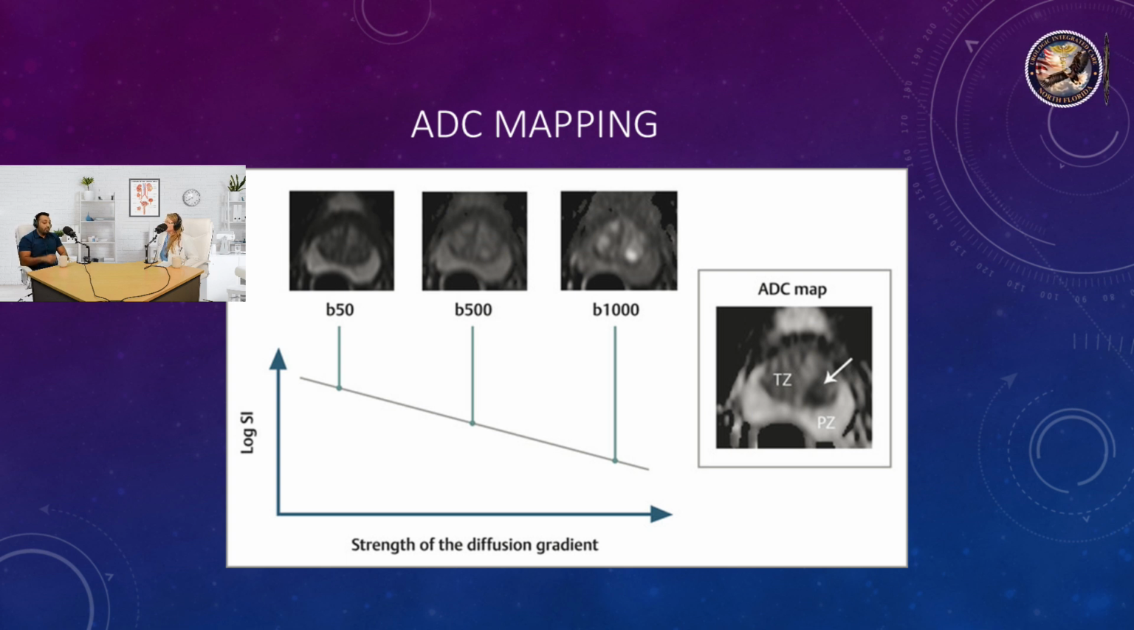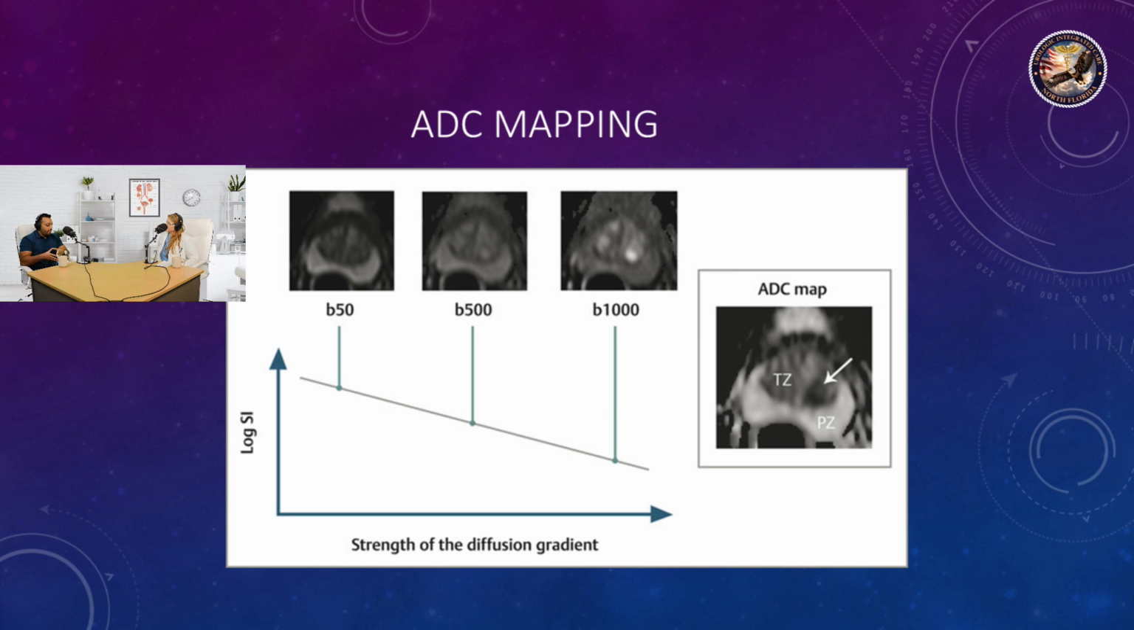And so we acquire it at different B values. When we acquire the same signal at different B values, we can plot that signal across the B values, and that's what you're seeing here. Just a plot of the signal versus that B value for each individual pixel. And when you fit a linear line to the log of that plot, you get what's called an ADC map. And that ADC map is basically just an apparent rate of diffusion.